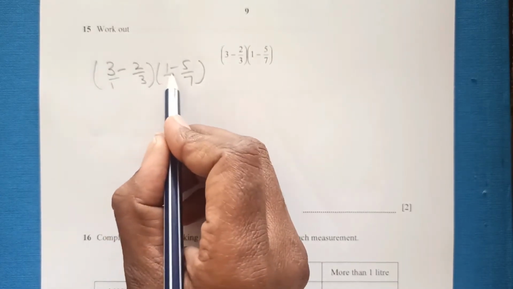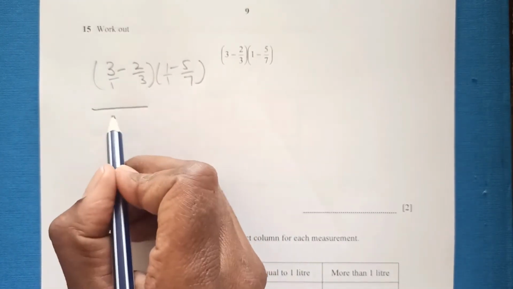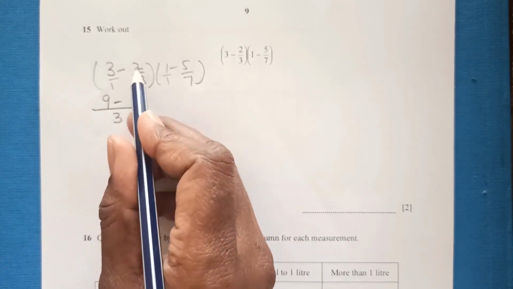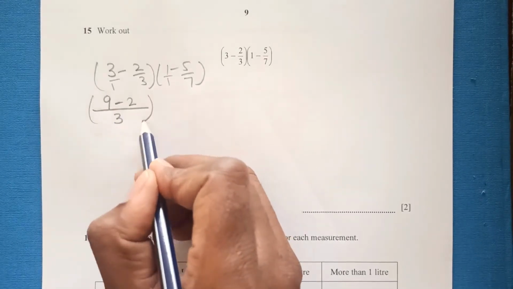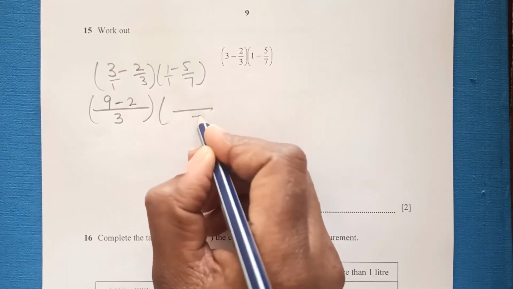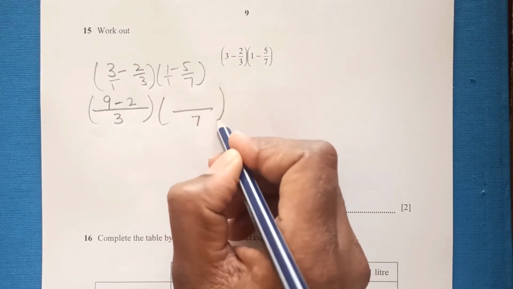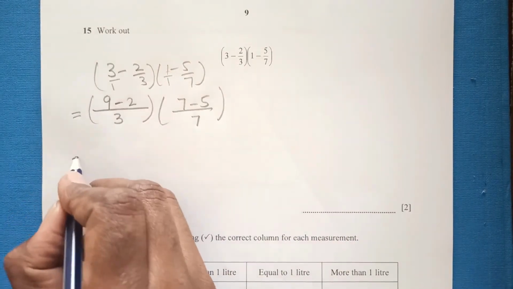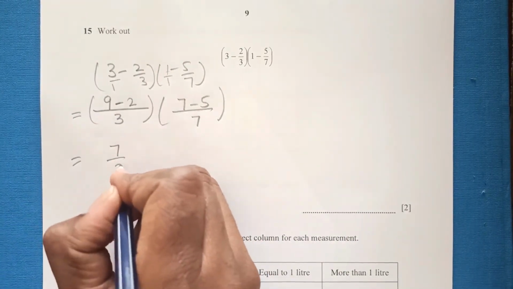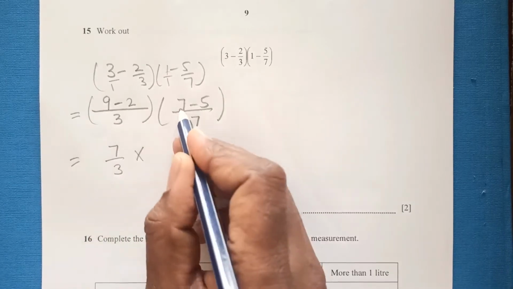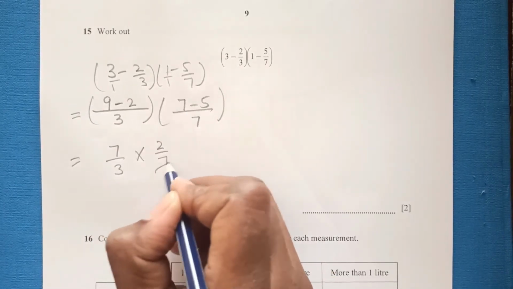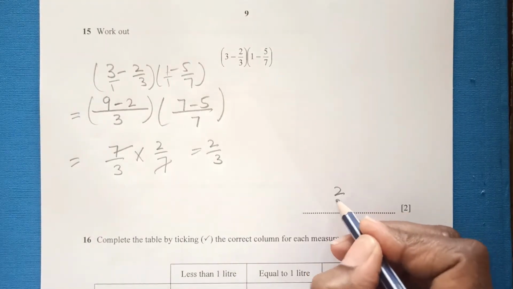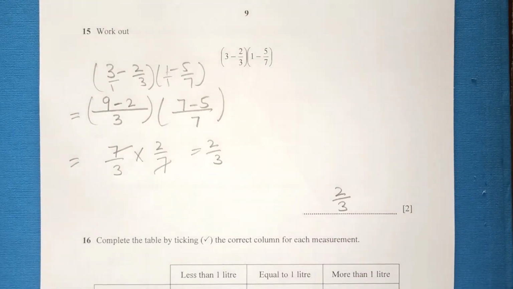So here we can put 1 down here. So LCM is 3. So 3 times 3 is 9, minus 2 times 1, 2 in the first bracket. Second one, LCM is 7. So 1 times 7 minus 5. So then 9 minus 2 is 7 over 3 times 2 over 7. So this is gone. So you are left with only 2 over 3, which is the final answer.